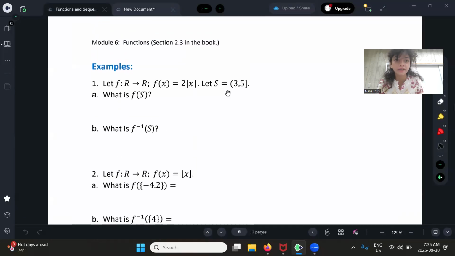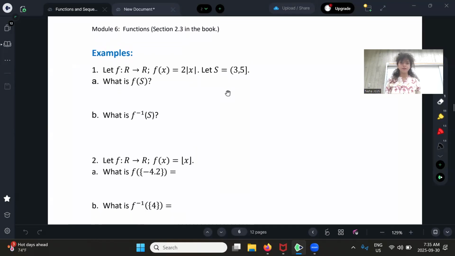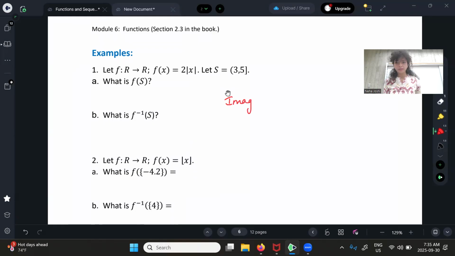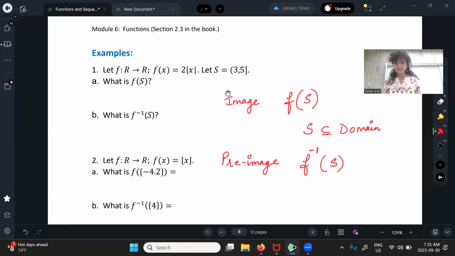This is the topic that we had, the concept on image and pre-image that most of you did not get right. Image means I'm asking the F value of a subset, and the subset S is contained in the domain. The pre-image is when I'm looking for the inverse value of a subset S, but in this case, the subset is contained in the codomain. This is a refresher for my Tuesday, Thursday class right now.